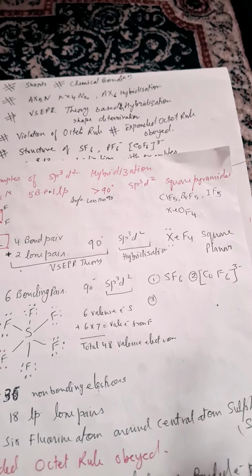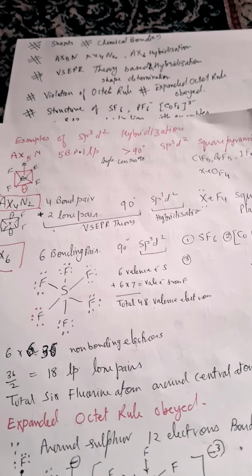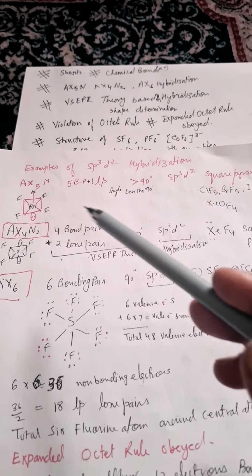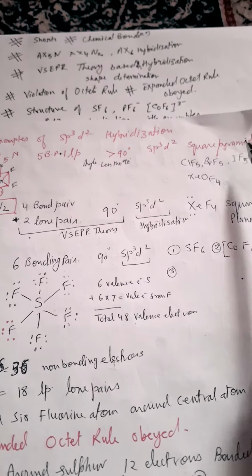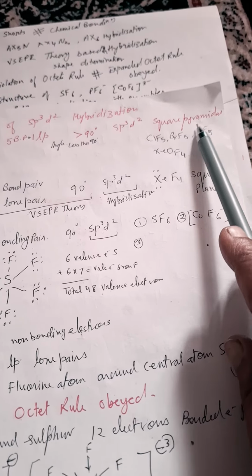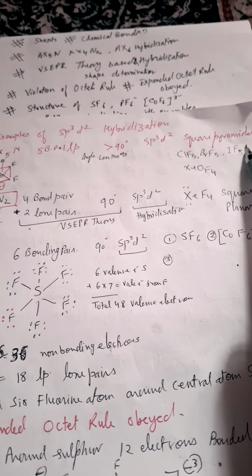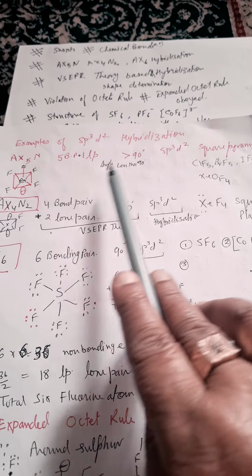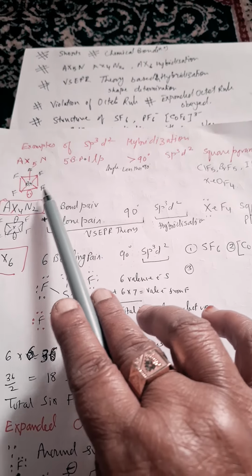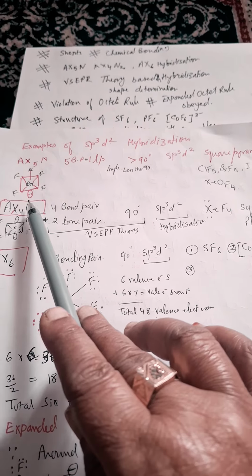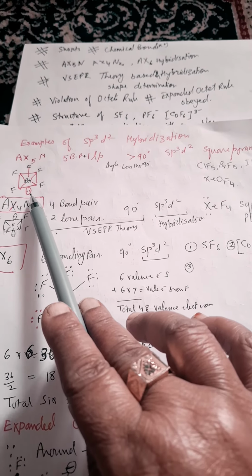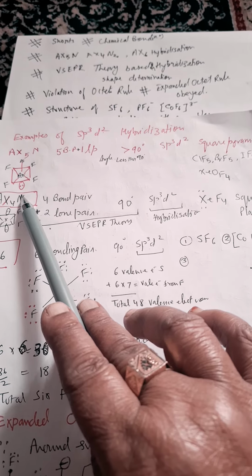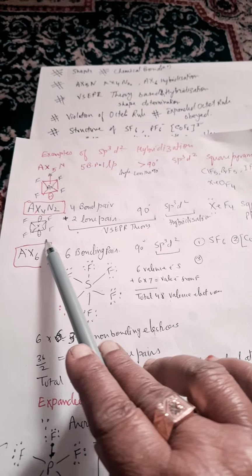square pyramidal. Regular geometry, actually if all the 6 are bonding, then the geometry will be octahedral, but instead of octahedral, the geometry here is square pyramidal. Okay, shape is square pyramidal. Why? Because 1 lone pair of electrons is present in the 6th orbital. Okay, 5 orbitals are occupied by fluorine, and of the 6 hybrid orbitals, one is occupied by a lone pair of electrons.